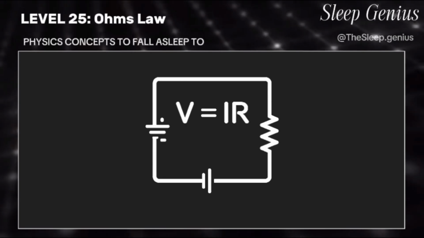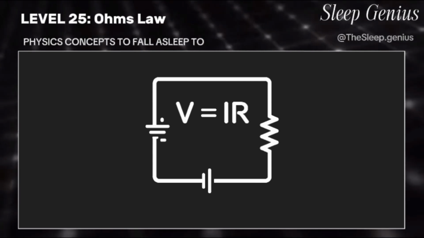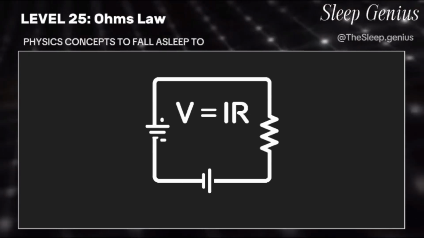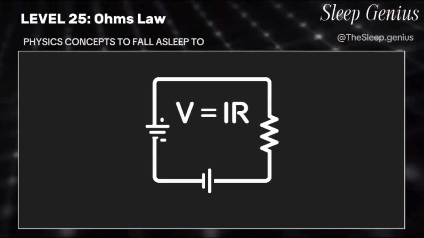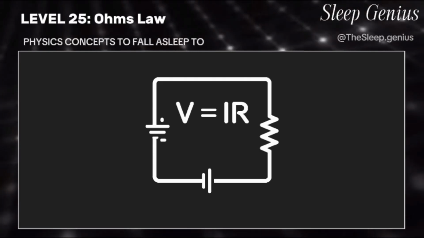Ohm's law describes the relationship between voltage, current, and resistance in an electric circuit. It states that the current flowing through a conductor is directly proportional to the voltage across it and inversely proportional to its resistance. The law is written as V equals I times R, where V is voltage, I is current, and R is resistance. This simple formula helps us calculate one quantity if the other two are known.